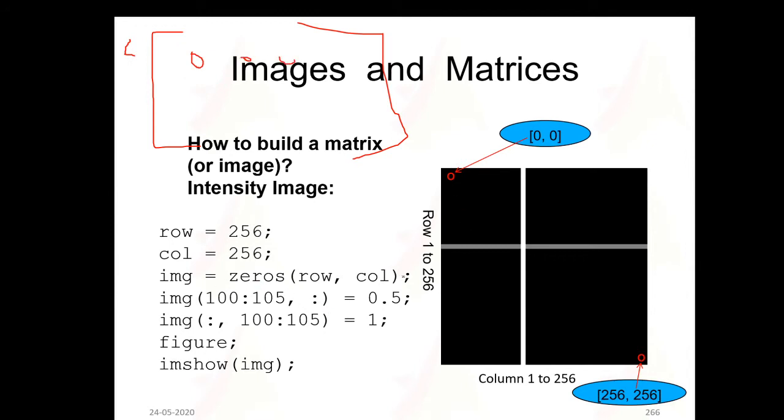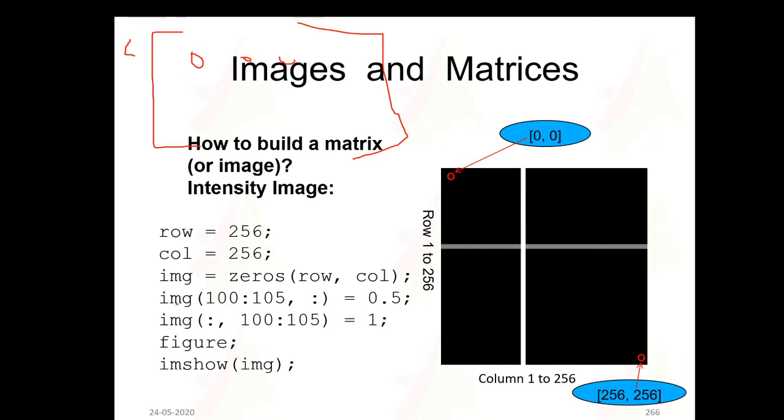If it is all zeros, what happens? The image looks like this: 0 comma 0, 0 comma 1, 0 comma 2 up to 0 comma 256, and 1 comma 0 up to 1 comma 256. Finally the last pixel is 256 by 256.